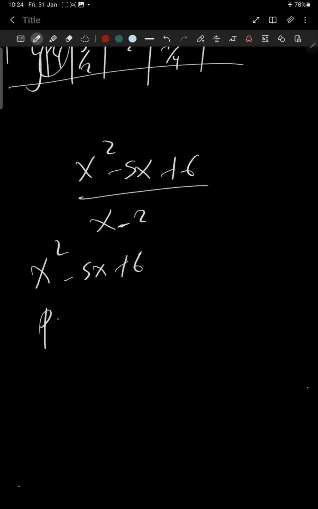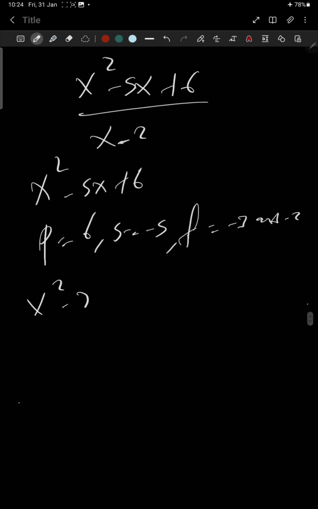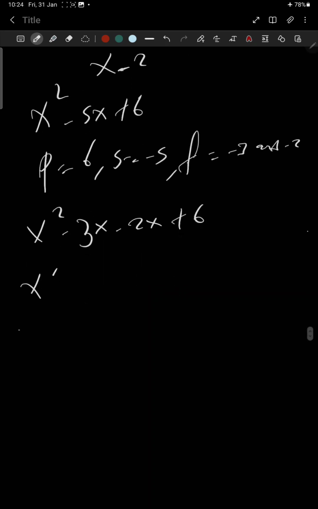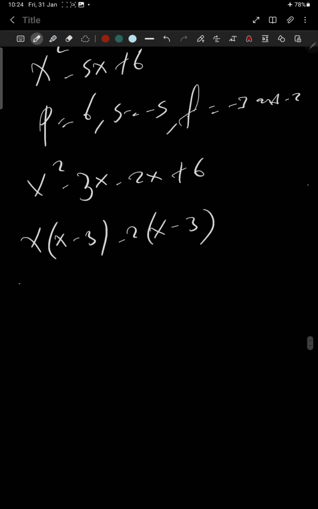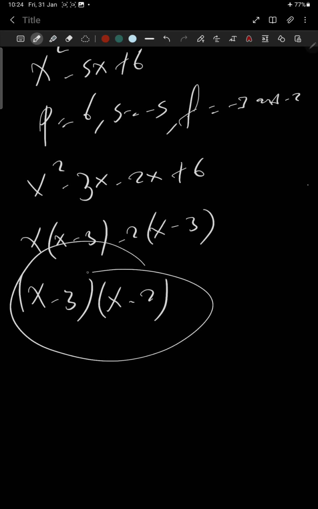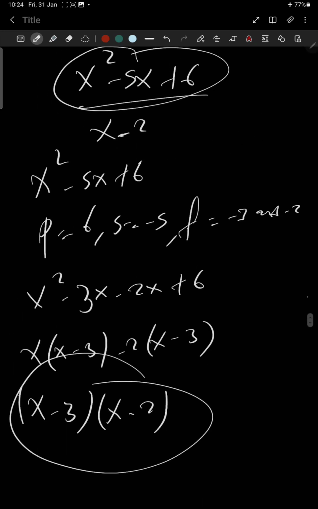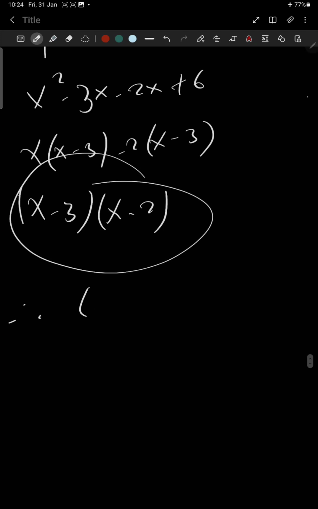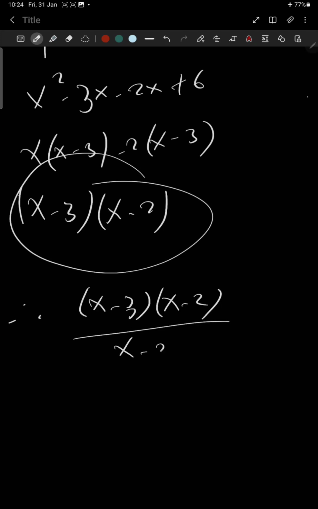This is a very special equation. What's the product? 6. The sum? Negative 5. The factors are negative 3 and negative 2. So we're going to have x squared minus 3x minus 2x plus 6, which will be (x minus 3)(x minus 2). I'll take this and replace it here, so I'm going to have (x minus 3)(x minus 2) over (x minus 2).